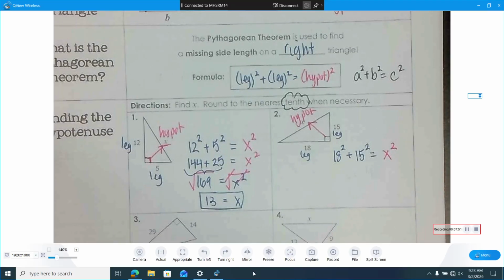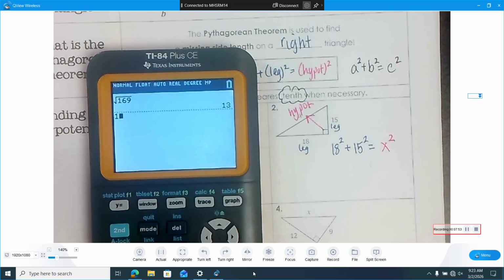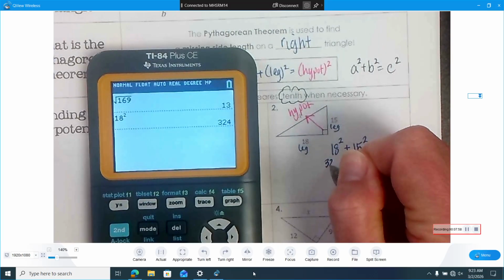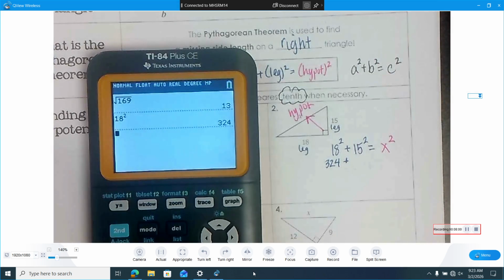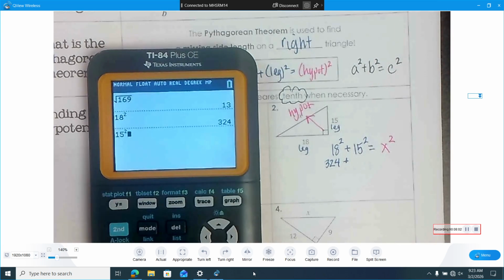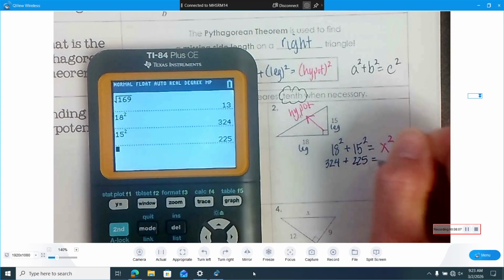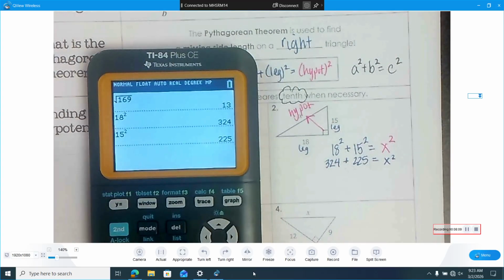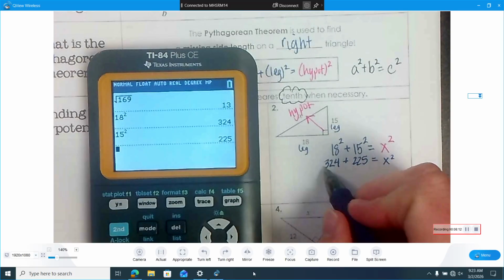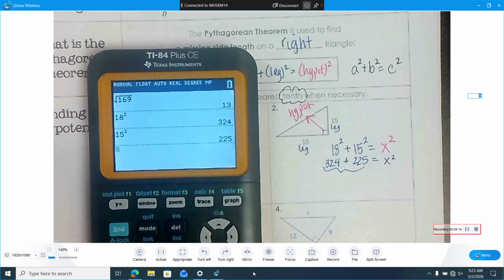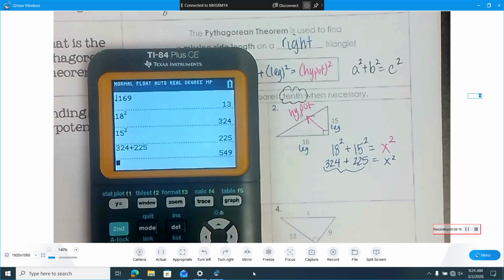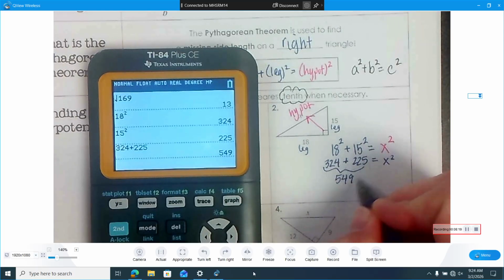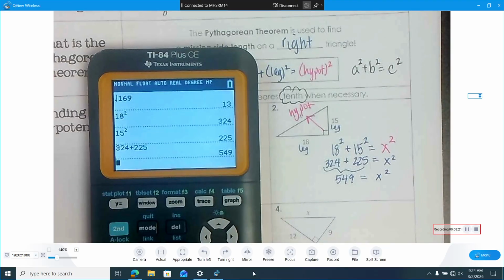And now we're going to go ahead and clean it up here. So 18 squared is 324, and 15 squared, 225, and again, I'm just keeping that x squared going along for the ride here. So now we have these numbers we can add together. 324 plus 225 is 549 equals x squared.